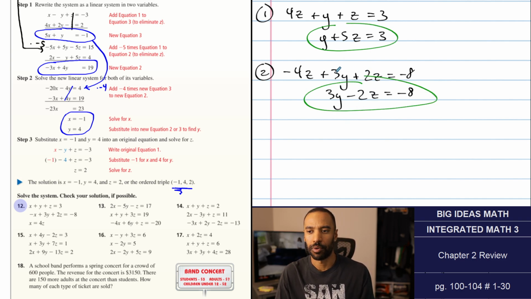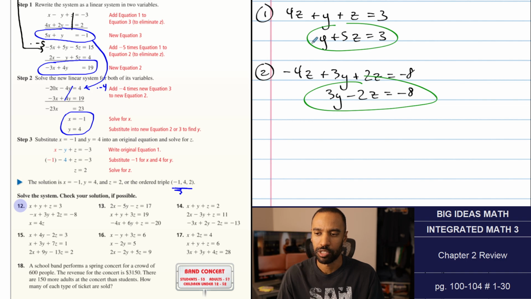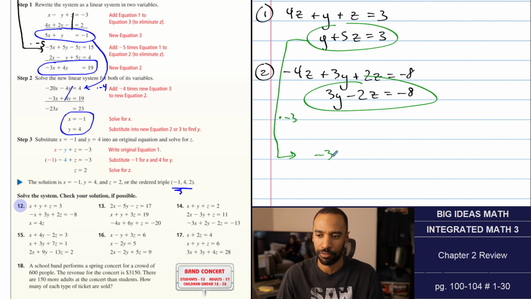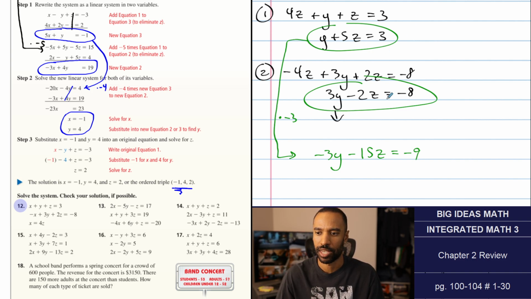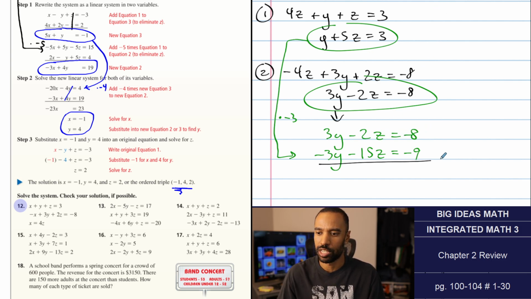Let's do kind of what they were doing in a one-stop shop kind of way. Let's multiply this top equation here by negative 3. In multiplying by negative 3, it turns this y into a negative 3y. My goal is to eliminate these y's here. And that's minus 15z equals negative 9. Everything gets multiplied by negative 3. Now this one I'll bring down here as well. We get 3y minus 2z equals negative 8. So let's add down these lists and see what we get after that.